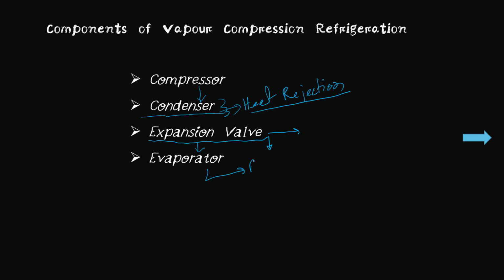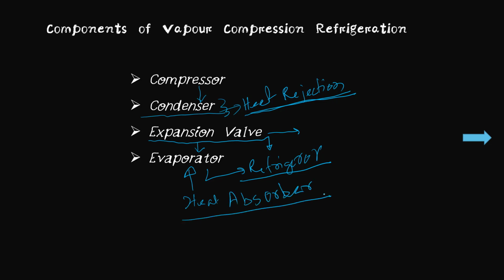This is the actual refrigerator. Refrigerating effect will take place in the evaporator. So this is heat rejection. So what will happen in the evaporator? Here the heat will be absorbed in this evaporator. These are the main components of the vapor compression refrigeration system, and in between the condenser and the expansion valve there is one receiver that receives the liquid condensed by the condenser.